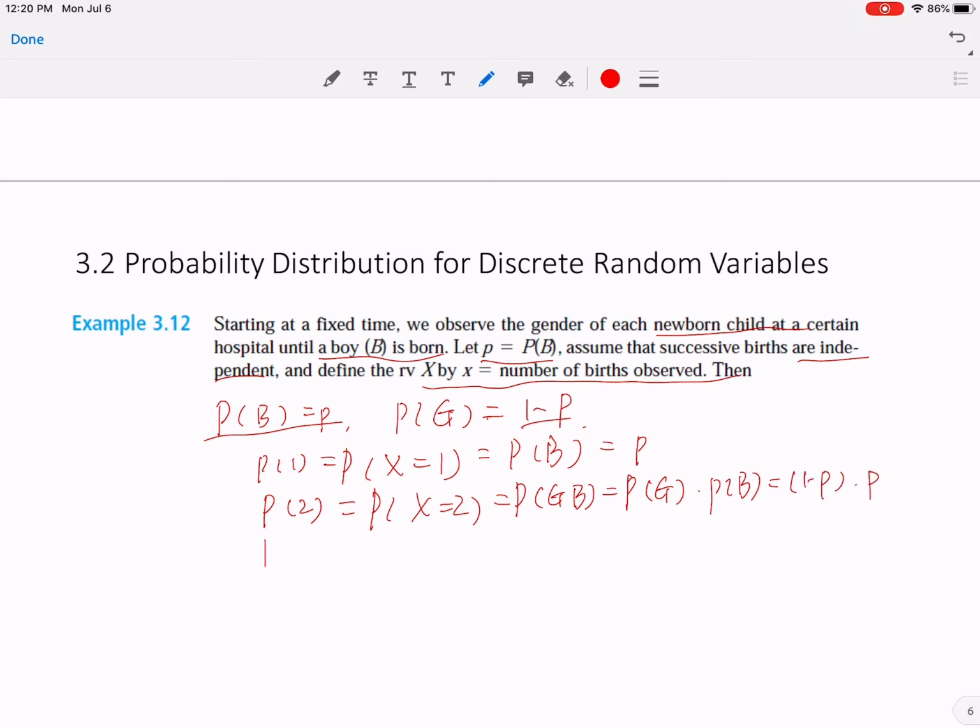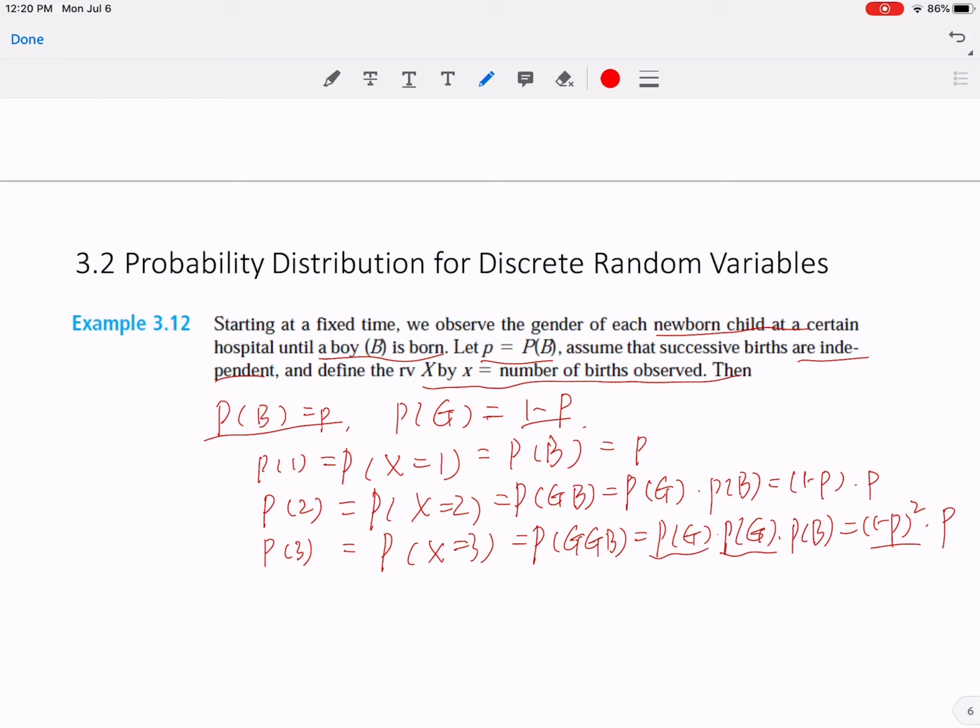Of course, x could be 3 as well, P of 3. That means the probability that x is equal to 3. What does it mean? That means the first 2 are girls and the third one is a boy. So that would be the probability of a girl, a girl, and a boy. Since they're independent, it's the probability of a girl times the probability of a girl times the probability of a boy. And this is equal to 1 minus p squared times p, because the probability of a girl is 1 minus p, and 1 minus p times 1 minus p gives us 1 minus p squared.